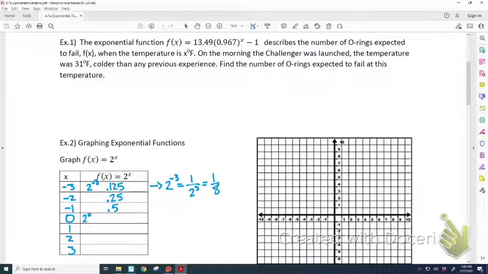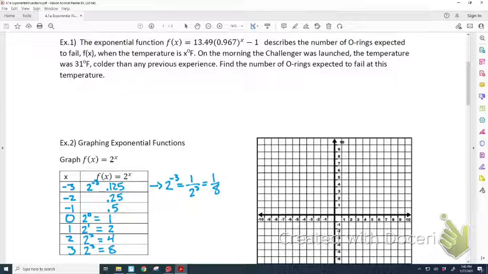2 to the 0 power. Remember, anything to the 0 power is 1. 2 to the first power is 2. 2 to the second is 4. And 2 to the third is 8. And you can imagine this starts to get out of control as we increase the value of x.